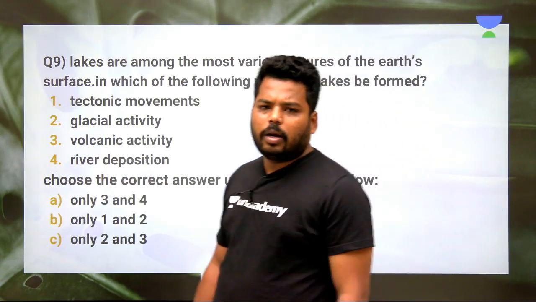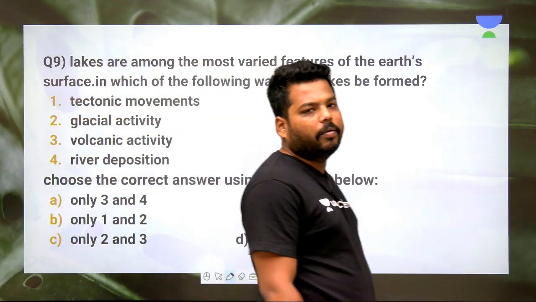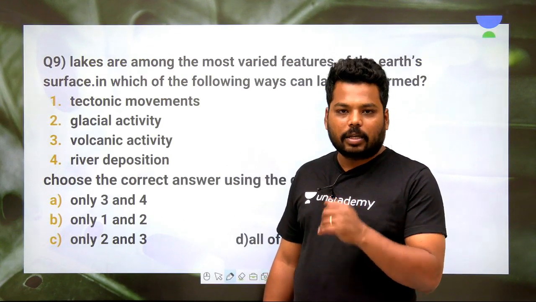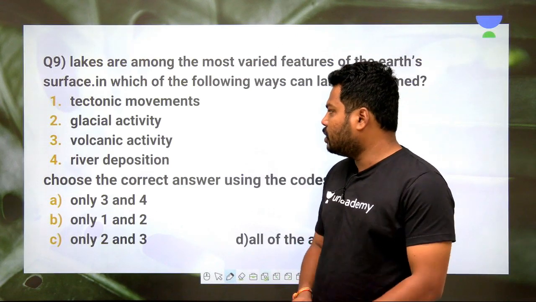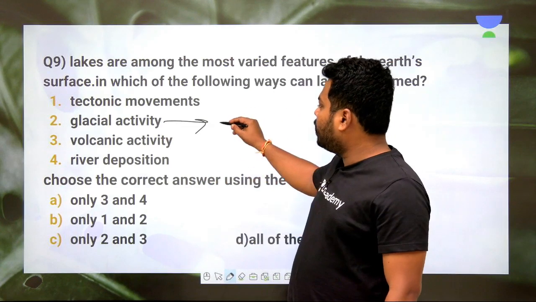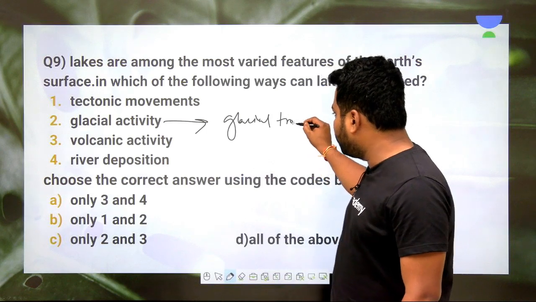Lakes. What are lakes? Clear? In the inland regions, whenever we have a basin-like structure where water accumulation happens, that is called a lake. Due to glacial activity we have formation of lakes. We will call it a glacial trough lake. What is a glacial trough lake?